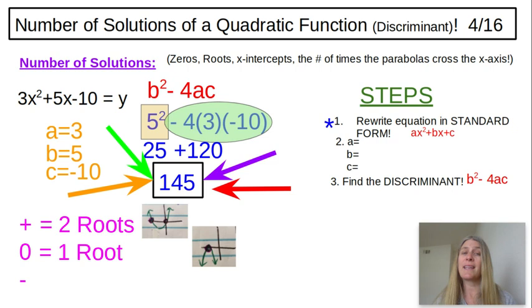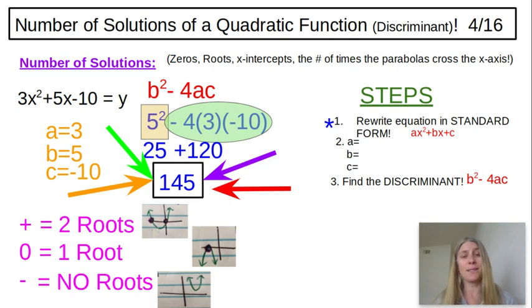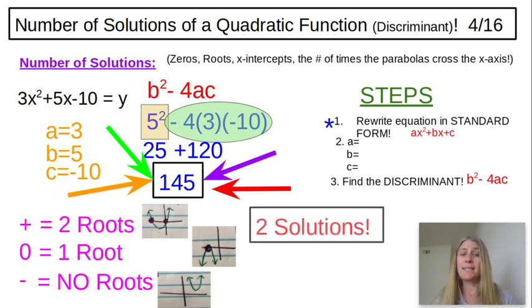Now, if your discriminant is a negative number, that means that you have no roots. That means that your parabola is not going to cross the x-axis. So in this case, you had a discriminant of 145. That's a positive number, so you know you're going to have two roots.